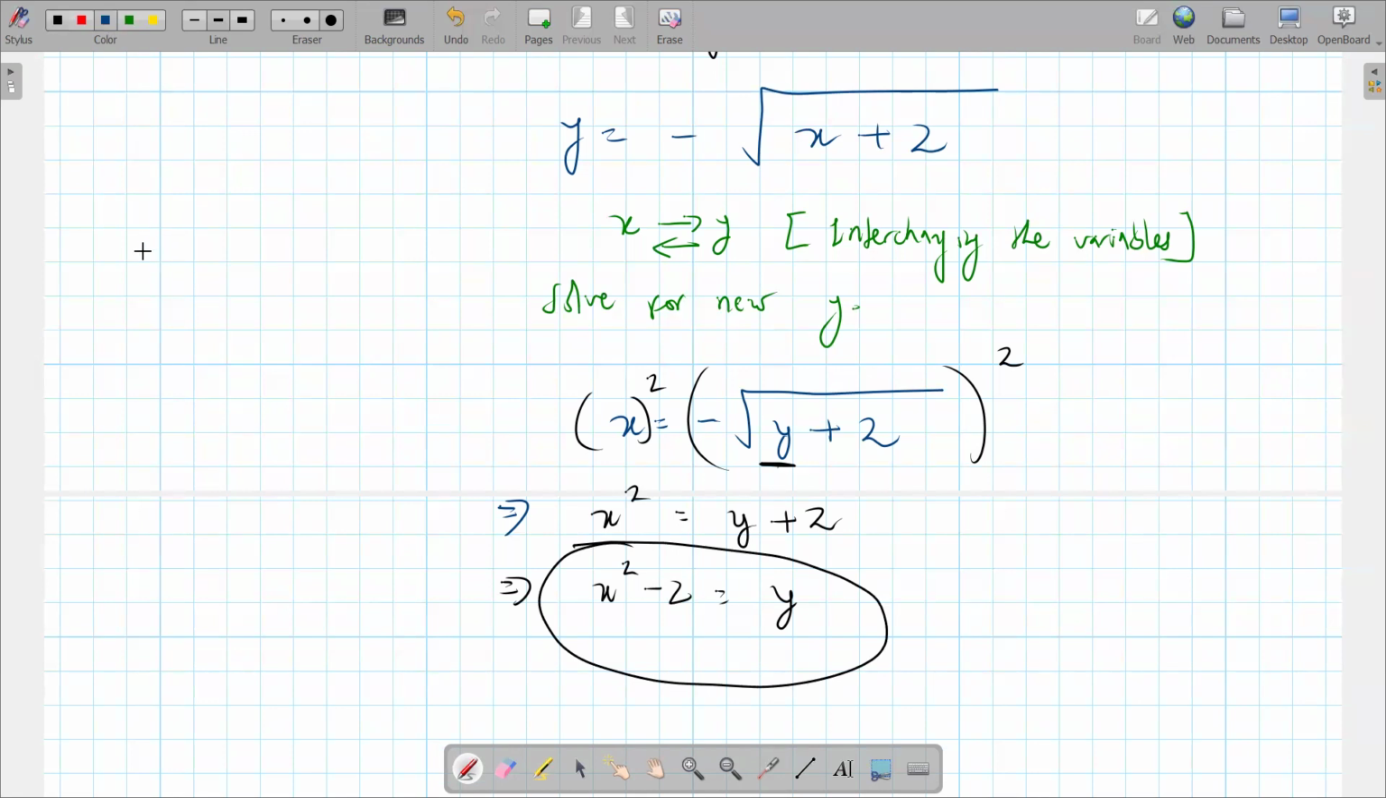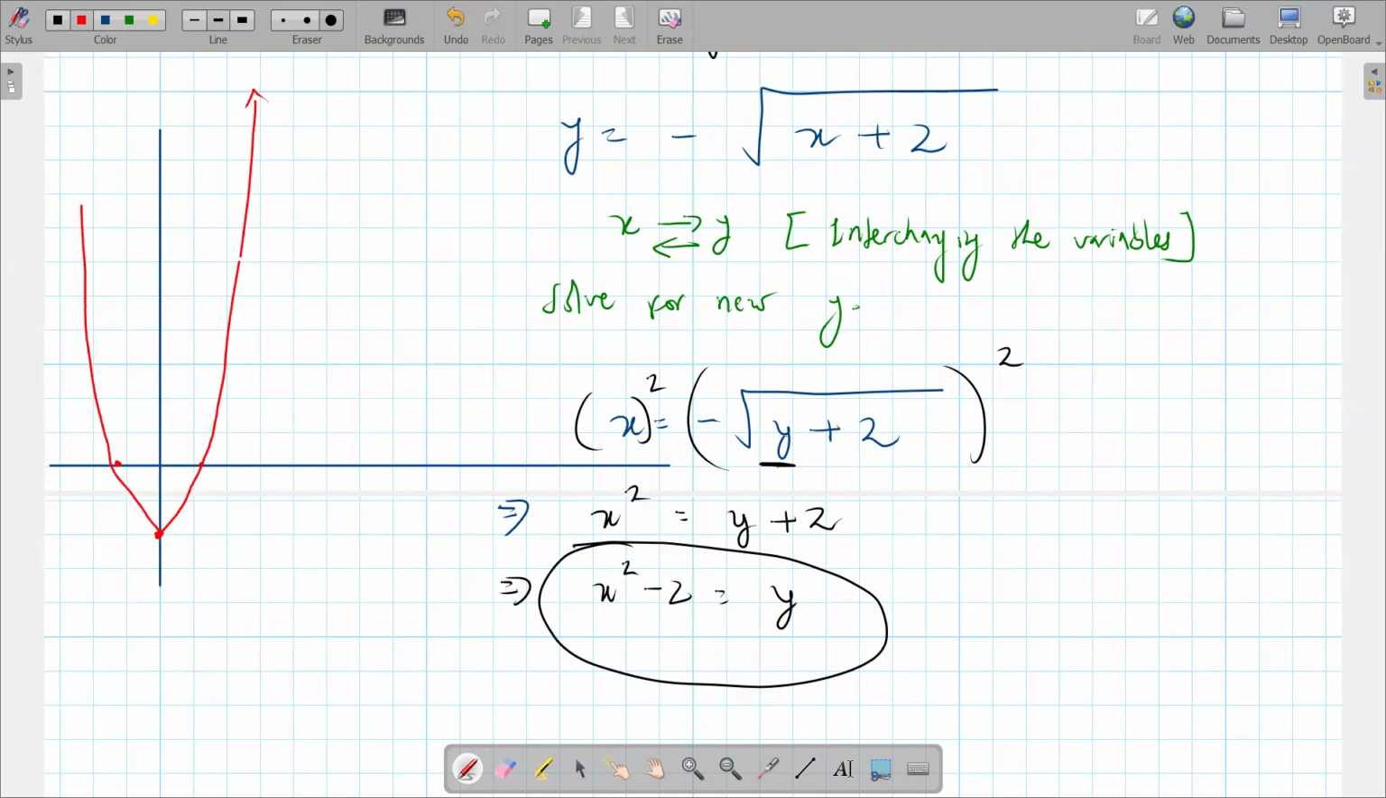So now, what was the question? The question was sketch the inverse. We could probably sketch both in the same plane. So x squared minus 2, what does that look like? There is a y-intercept at minus 2. And then the x-intercepts would be at 1 point something. So there you go. That is the graph of the inverse quadratic.